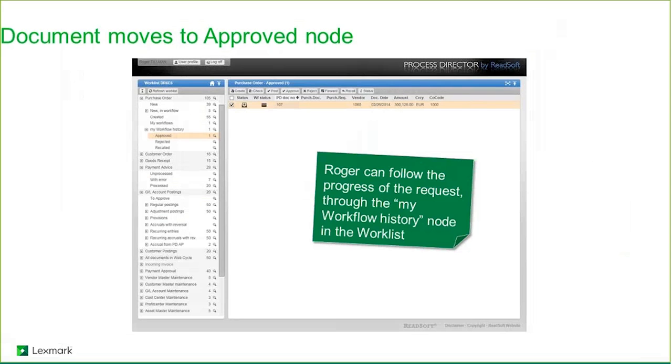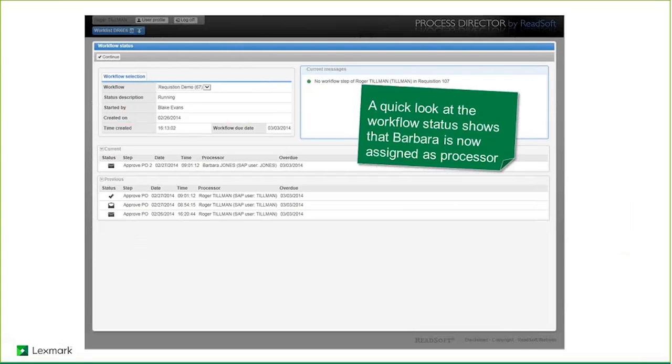So the document moves to the approved node in the system so that we can get it into the workflow and move it through the process. And Roger can also follow the progress of the request through the My Workflow history that he has in the work list, so he knows exactly what the state is. And of course, if we take a quick look at the workflow status, we now see that Barbara has been assigned as the processor. This, again, is a determination that is made based on the type of transaction, the type of materials being ordered, and the whole approval hierarchy that has been established by the company.